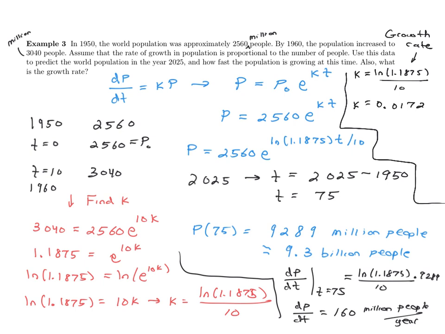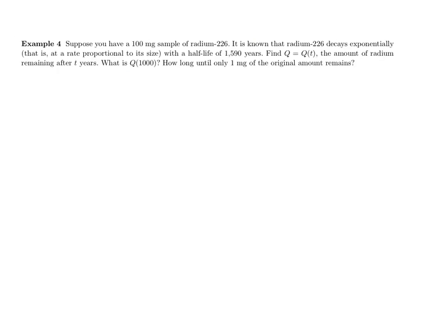And you can actually think of this as a percentage. So you could move it over 2 places and you get 1.72%. So we're growing at this percentage, the growth rate, at this moment in time. In our last example, let's look at something that is decaying instead of growing.